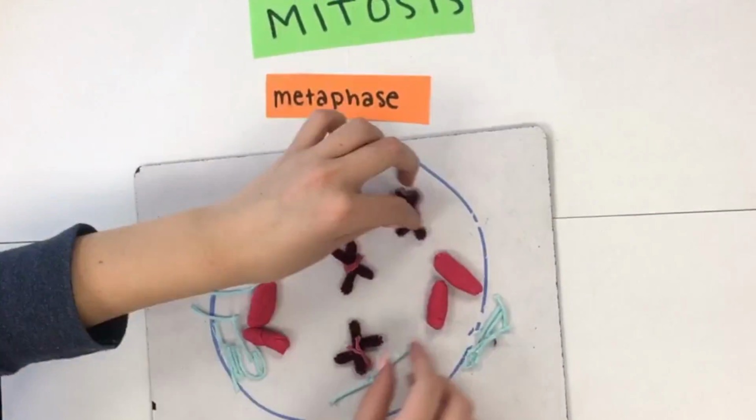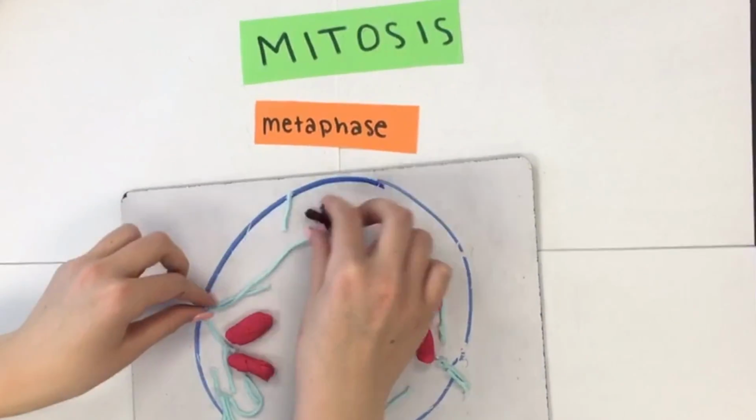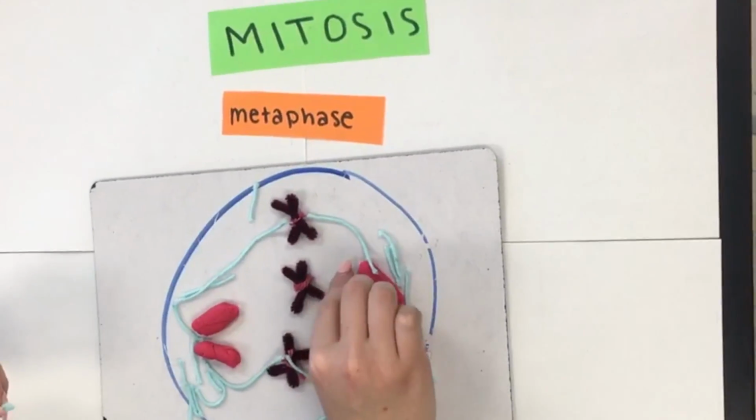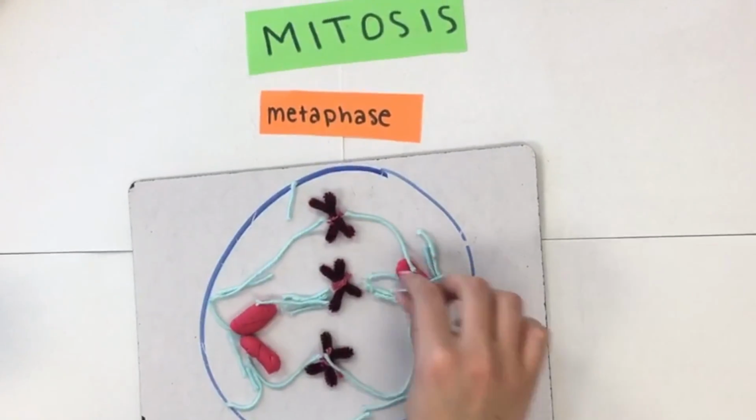The next stage in mitosis is metaphase. In metaphase, kinetochore fibers, which are attached to the centromeres, pull chromosomes toward the center of the cell.